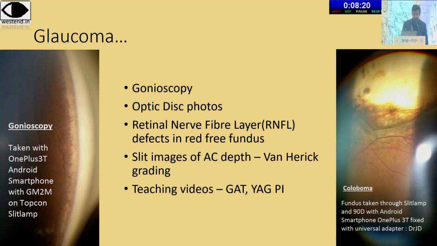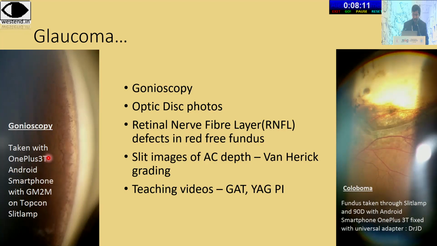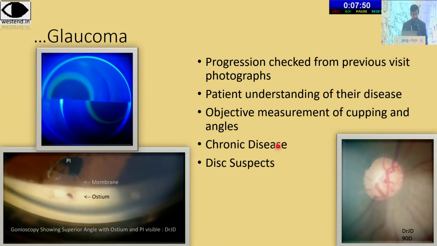And for glaucoma, you can take photographs of gonioscopy. These photographs on the sides are done with a smartphone. I think this is with the OnePlus 3T. That is many generations back, not the new phone, okay? And you can take optic disc photographs, retinal nerve fiber layers. You can put it in the red-free illumination. You can take slit images of the Van Herrick's grading. You can take teaching videos of whatever procedure you want to do. So all these things can be taken on your phone.